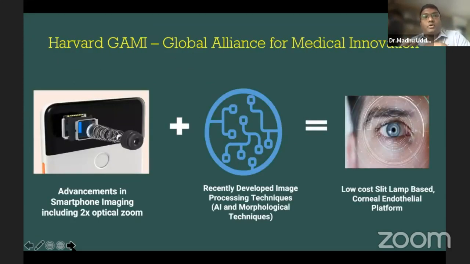To overcome this, we have collaborated with Harvard University, that's the Global Alliance for Medical Innovation, where we have tried to make a slit lamp attachment using a smartphone, which has a proper optical zooming system.